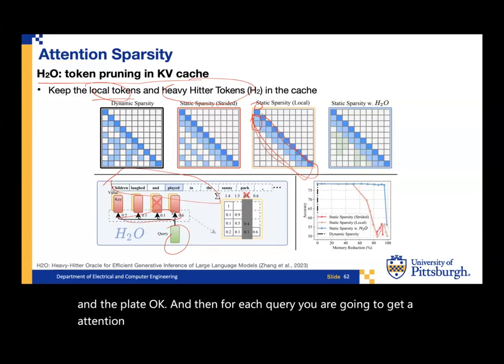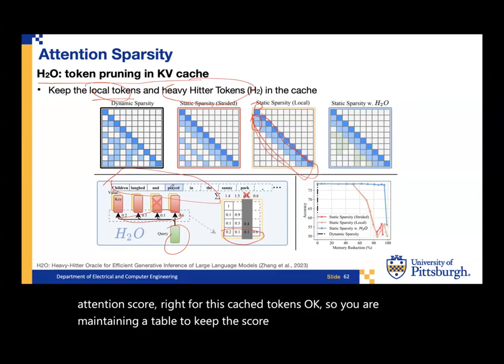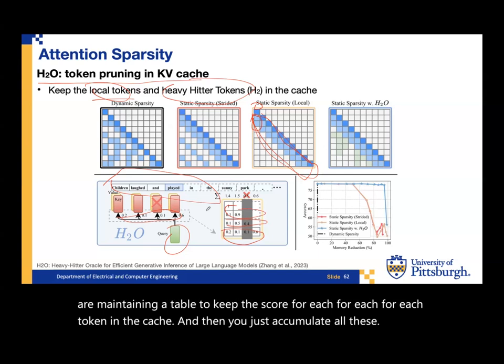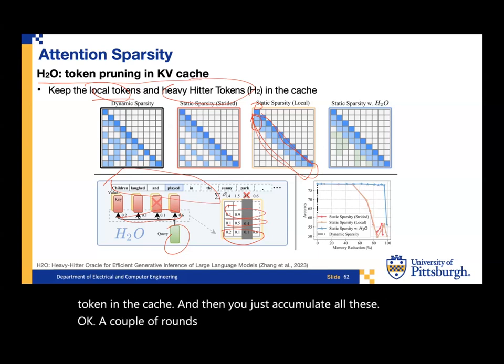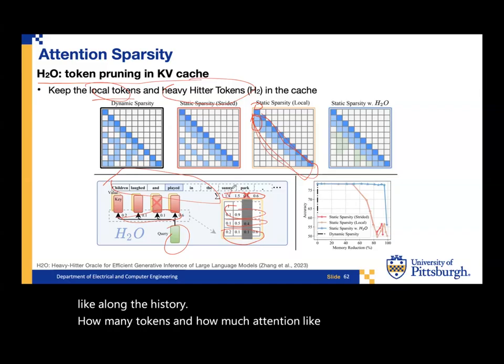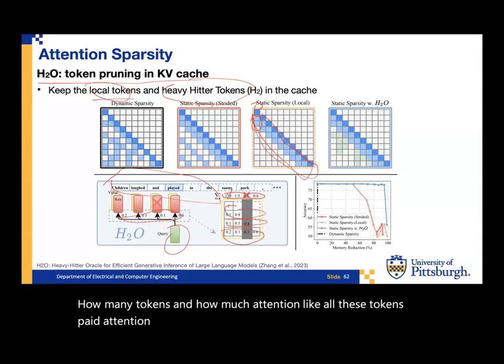For these cached tokens, you are maintaining a table to keep the score for each token in the cache, and then you just accumulate all these. A couple of rounds in the history, you keep accumulating along the history how many tokens and how much attention all these tokens paid attention to me in the history. And then every time the lower token will be removed because fewer and fewer people pay attention to you now, right?